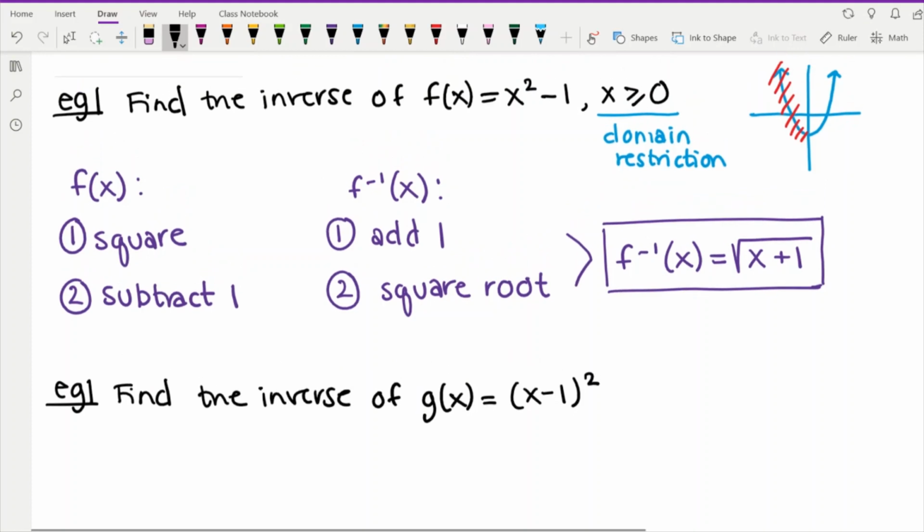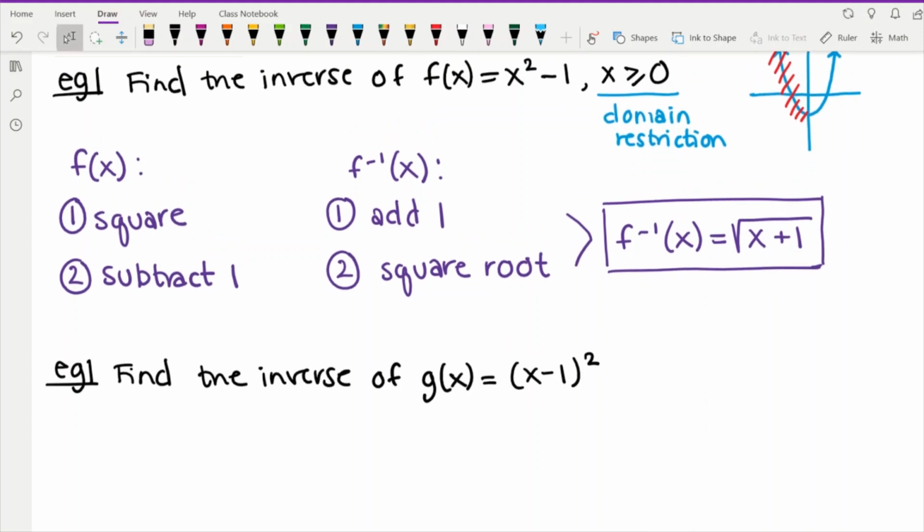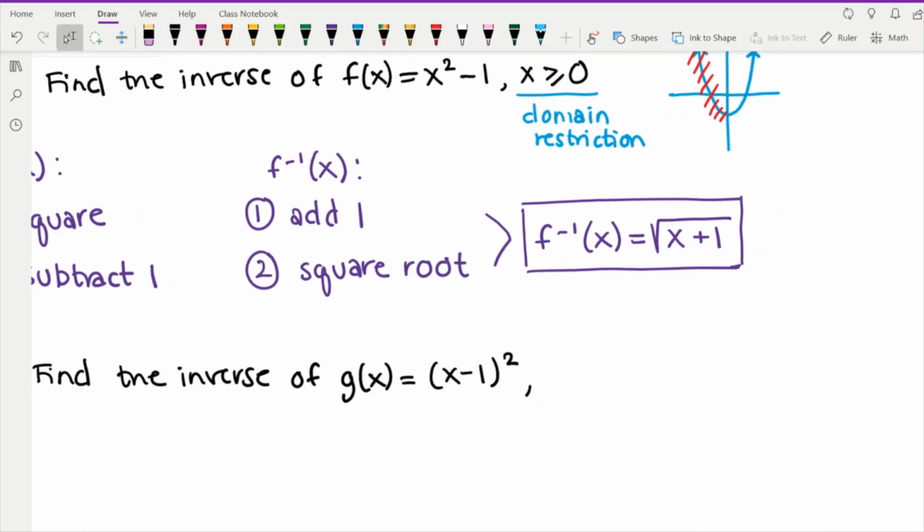The last function we worked with was x squared minus 1. This time we're going to work with x minus 1 squared. And so we have to add a domain restriction to this, right? Because it's still a parabola, it's still not one-to-one. So what would the domain restriction look like in this case?